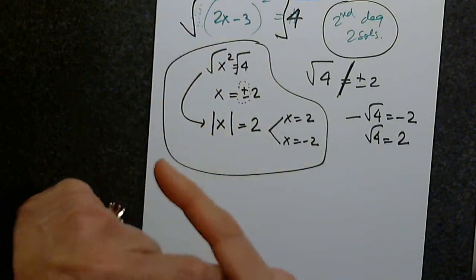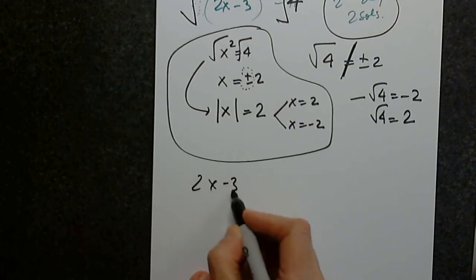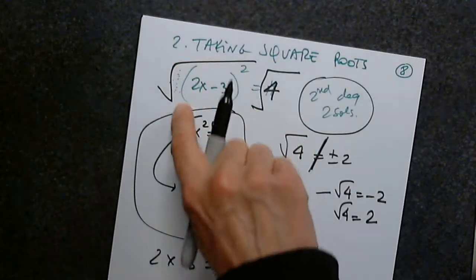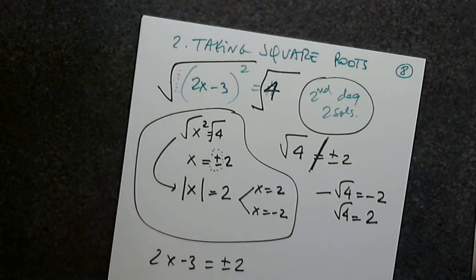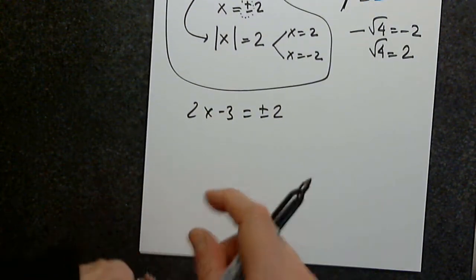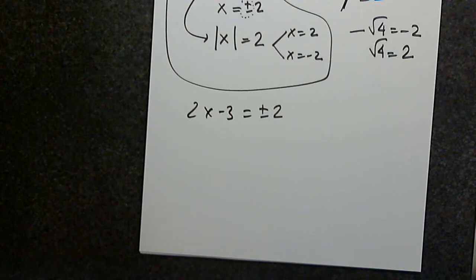So when I continue here, I will write 2x minus 3 equals plus or minus 2. But the plus or minus come from this side, where I should be writing the absolute value of 2x minus 3. This is a linear equation. We know how to solve a linear. So how do I continue here?